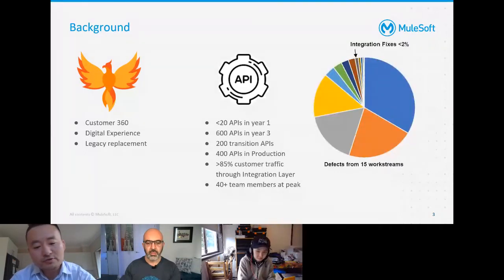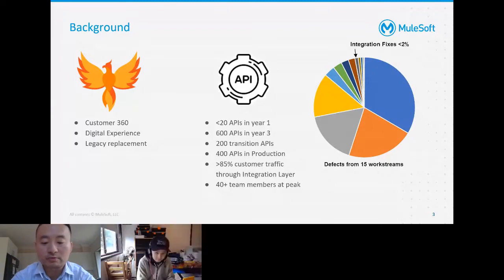We had 15 work streams that focused on each different technical area in the transformation project. At the end of the project, the total integration fixes occupied less than 2% of all the issues that have been reported. So overall, after 3 years, we have built a relatively robust integration practice that allowed us to succeed in the transformation journey and embrace the rapid change from the future.